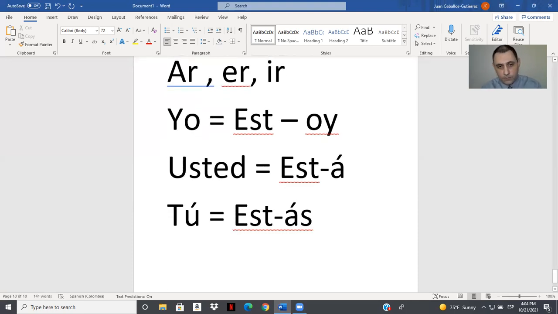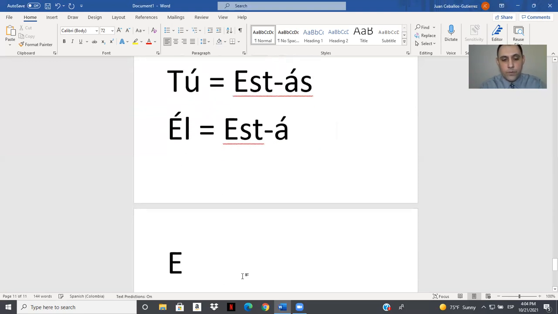How do you conjugate the verb in the third person? Let's start with masculine, él. Think about it, and it would be está. Él está. That's how you conjugate the verb. You drop the AR and change it for an A. And the same will be with ella. It's the same.